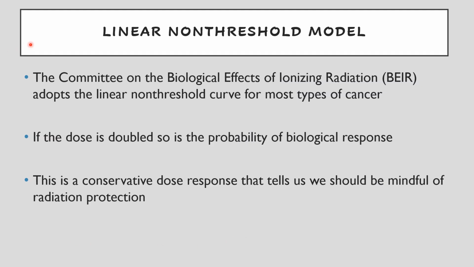Linear non-threshold model. The Committee on the Biological Effects of Ionizing Radiation, BEIR, adopts the linear non-threshold curve for most types of cancer. If the dose is doubled, so is the probability of biological response. This is a conservative dose response that tells us that we should be mindful of radiation protection.